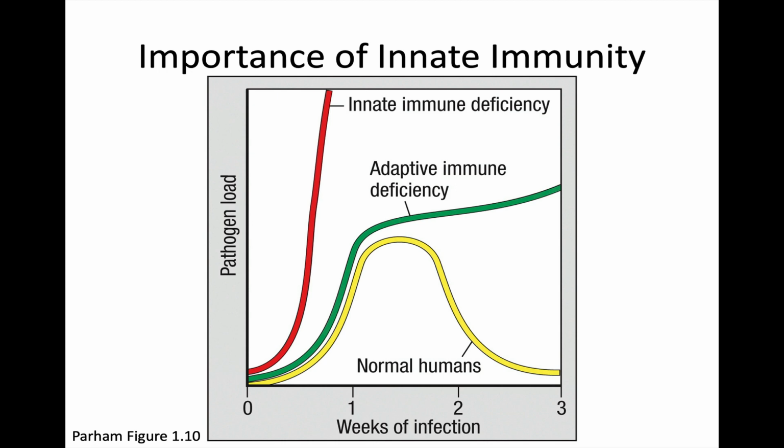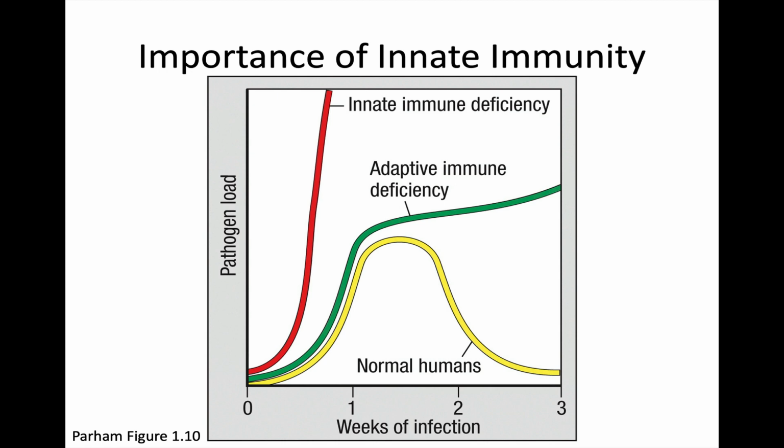The red line shows what would happen with an innate immune deficiency. The red line is hypothetical. We have never found a person who doesn't have an innate immune response. It seems as though not having an innate immune response is incompatible with being alive. So you can't be alive without an innate immune response. That should already tell you it's probably kind of important.